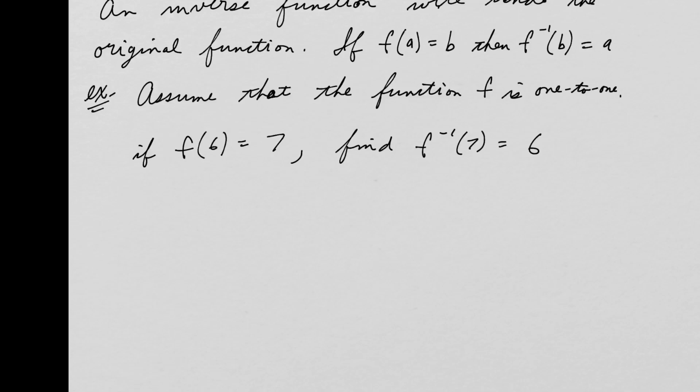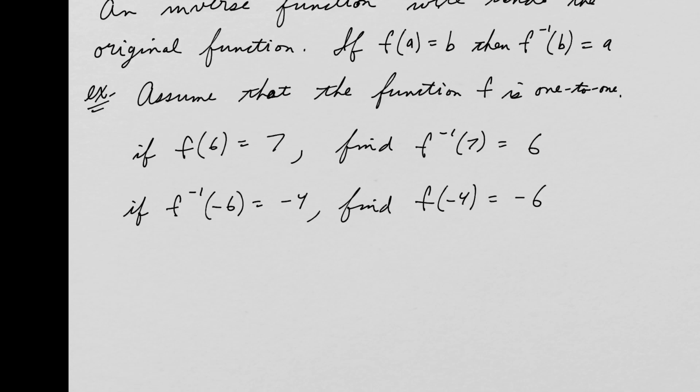Okay? And it doesn't matter which way you go, so I could start with the inverse. I could say if f inverse of -6 is -4, and I want to find the original function of -4, that's going to be equal to -6. Right? The inputs and outputs flip-flop, they switch.